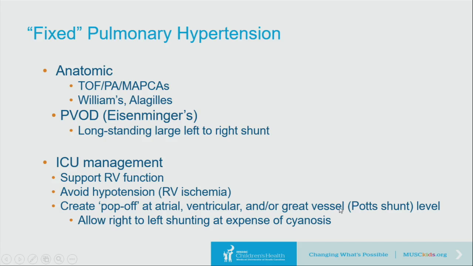The Potts shunt is a connection that is placed between the descending thoracic aorta and the left pulmonary artery. And in a patient with severe pulmonary hypertension, that can allow right to left shunting from the pulmonary arteries to the descending aorta, to decompress the right ventricle and allows a pop-off, allows some maintenance of cardiac output. But the oxygenated blood that's ejected from the left ventricle going to the head is still fully oxygenated. So your coronary arteries and your brain are still going to see fully oxygenated blood, but you're going to have deoxygenated blood created through this pop-off going to the descending aorta.